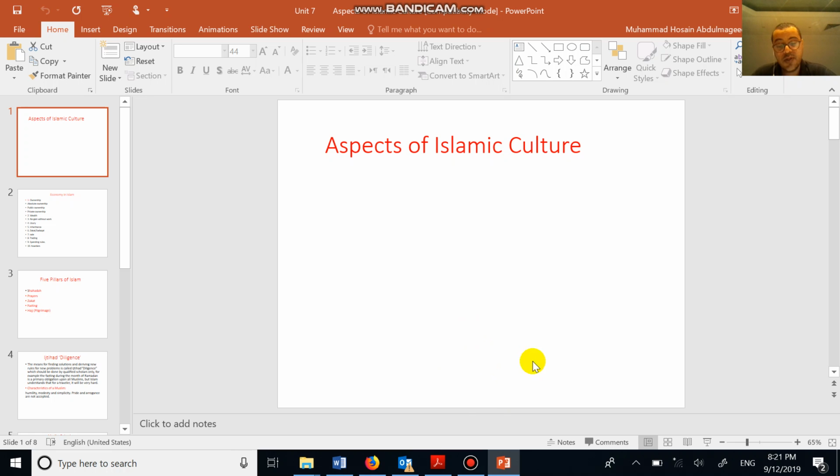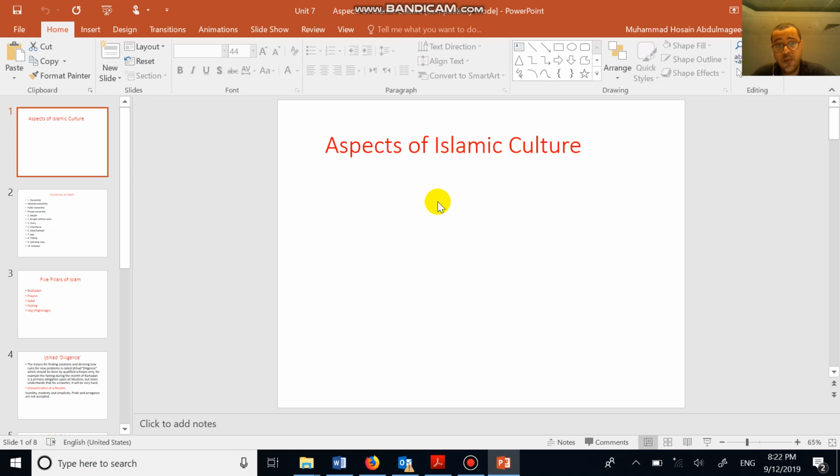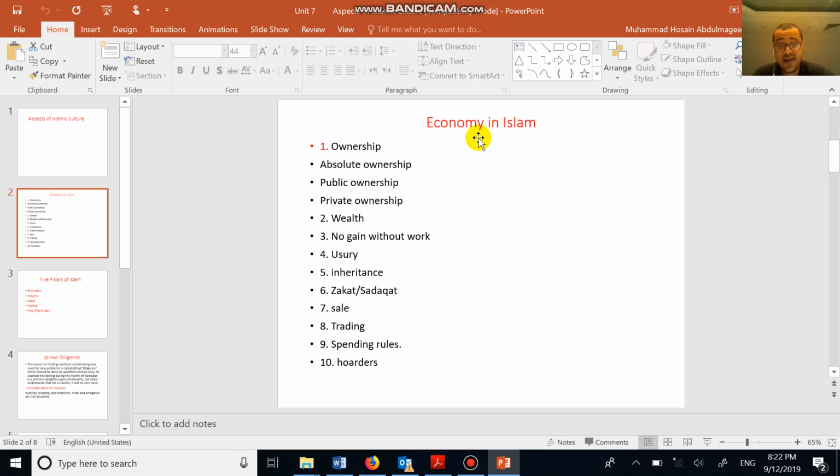Now, this is the first chapter. It's easy and you know it already, I know, but it's just a reminder. And this is a quick summary of what we have discussed in the class. Now, aspects of Islamic culture. In the aspects of Islamic culture, we will be looking at different aspects. The first one is the economy in Islam in general terms, because we will talk about it in detail in the next chapters.